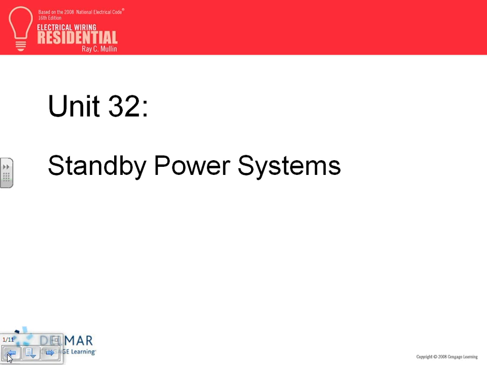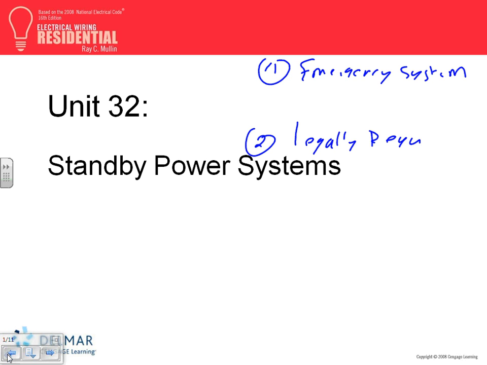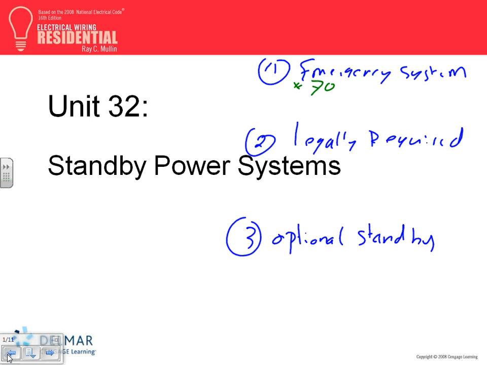Three types. Okay, whoever needs it, guys. Emergency number one is the emergency system, legally required. And number two, legally required. And number three, optional standby. We said the first thing is the article is 700, the second one here is 701, and the third one here is 702.